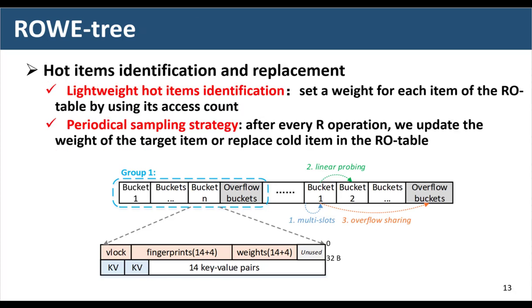In real applications, the hot items change during running time. We use a lightweight hot items identification and replacement. We set a weight for each item of the R table by using its access count. To minimize interference induced by the weight update and the hot items replacement, we use a periodical sampling method. After every R operation, we update the weight of the target item or replace a cold item in the R table.